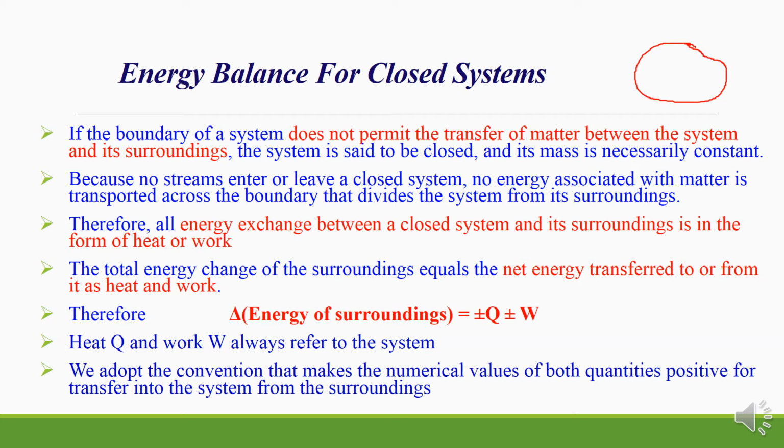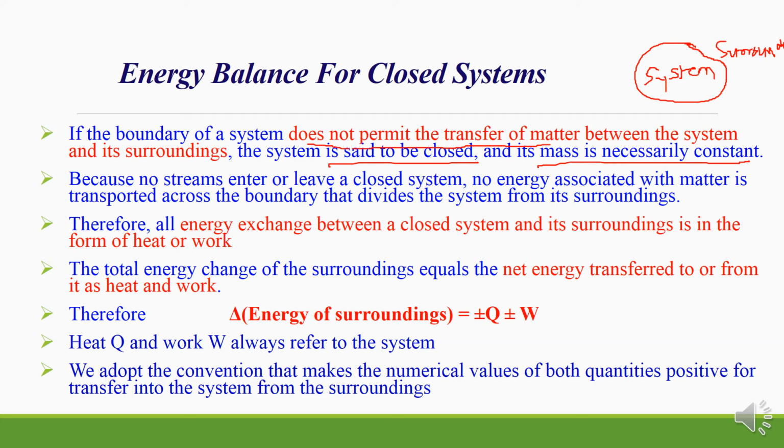So this is a closed system. Here no matter is getting transferred from system to surrounding, it will not get transferred, only energy can transfer, right? So the boundary does not permit transfer of matter between the system and surrounding. So this is said to be a closed system, and mass is necessarily constant here, right? So that is what we have.